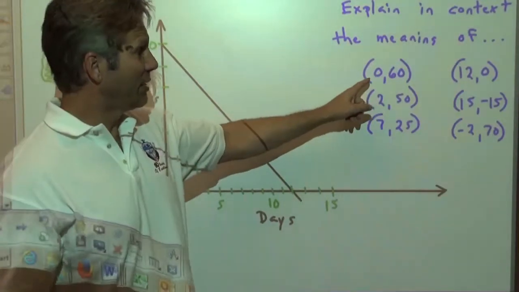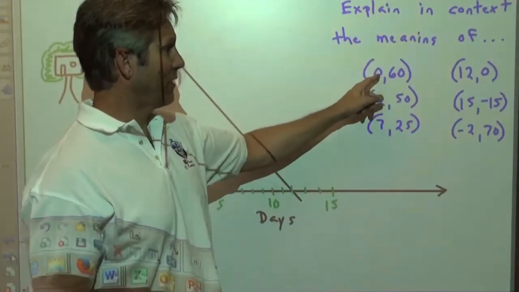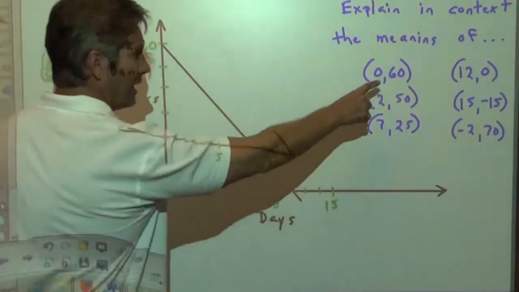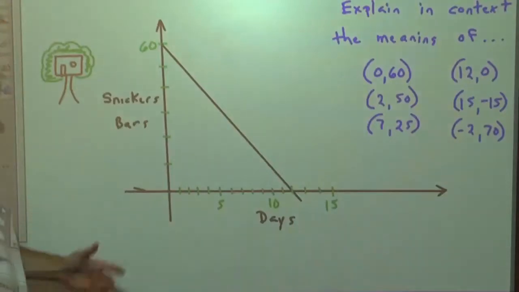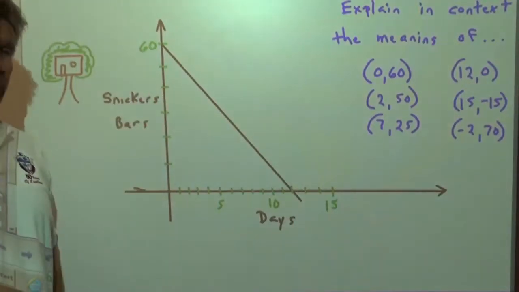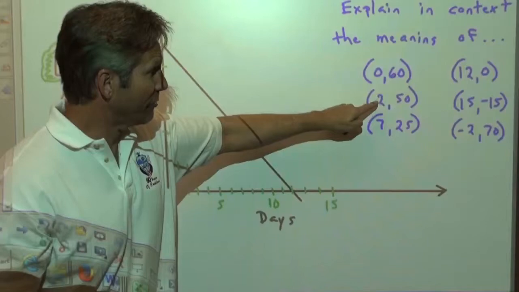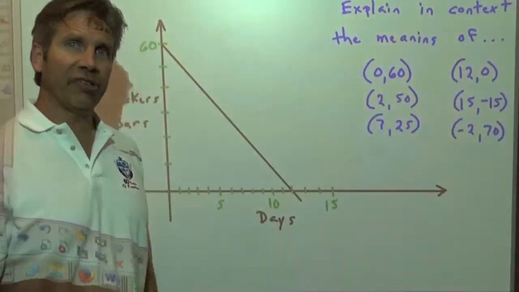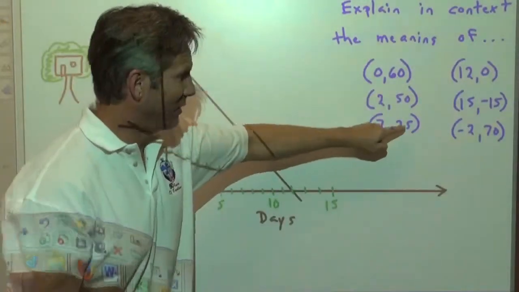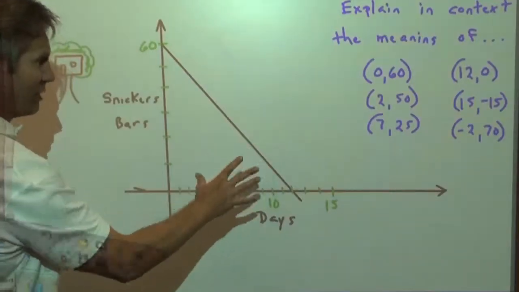Well, let's go to this guy. The first coordinate is x, second one's y. That's 0 days and 60 Snickers bars left. That means we're starting out at time 0 with 60 Snickers bars. This point, after 2 days, we are down to 50 Snickers bars. After 7 days, we're down to 25 Snickers bars.